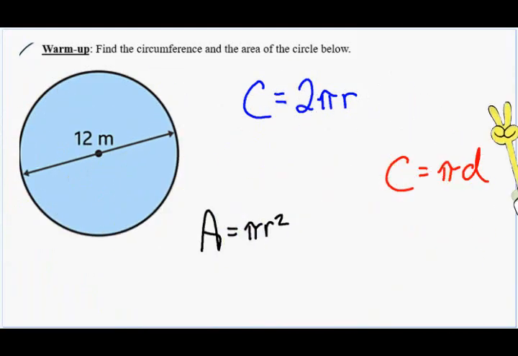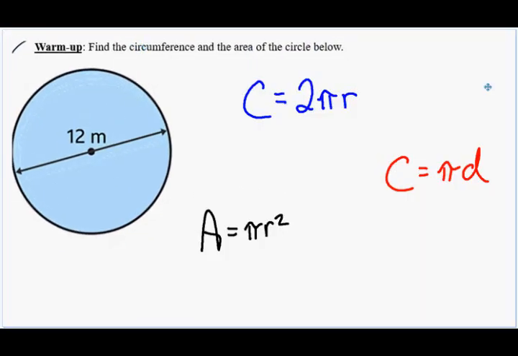In this section, we're going to be looking at Chapter 17, Section 2, Measuring Arc Length. Arc length is just a chunk of the circumference.